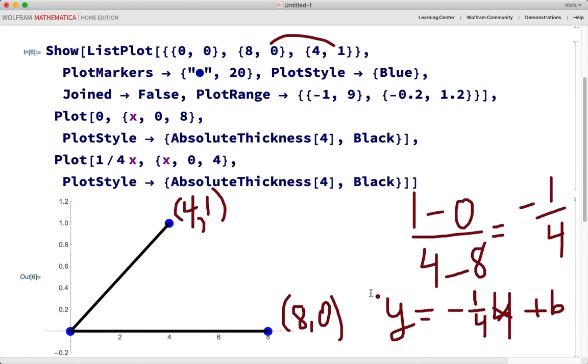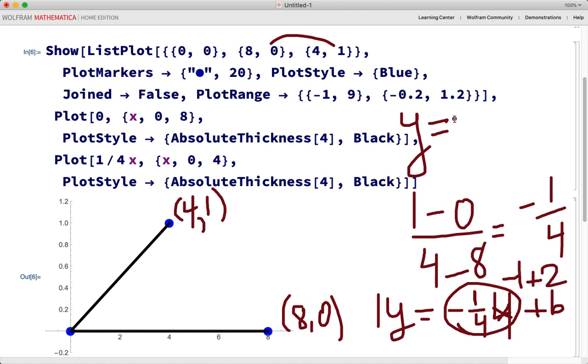Now what happens when x is 4, and of course y is supposed to be 1? So we're going to have negative 1/4 times 4, and this is negative 1. Okay, and we know that negative 1 plus 2 gives me 1, which means the equation of that line is going to be y is equal to 2 minus 1/4 x, which is simply the same thing as 2 minus x over 4.